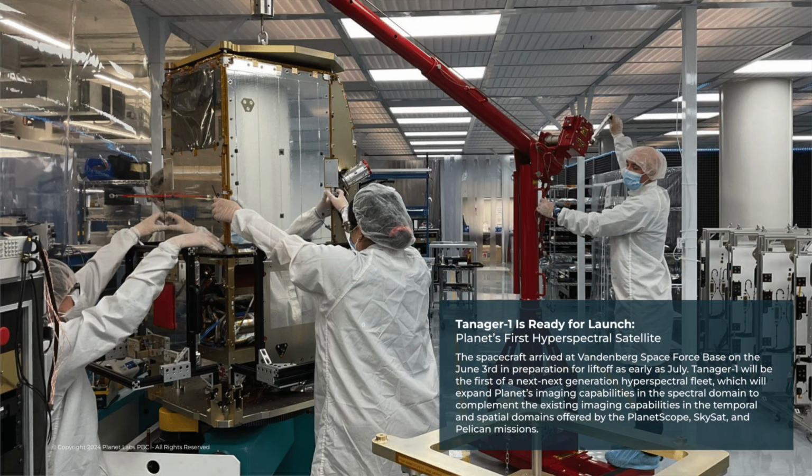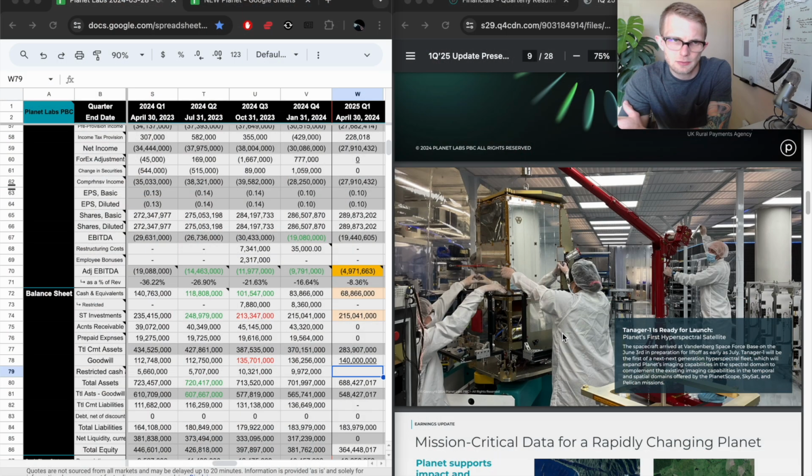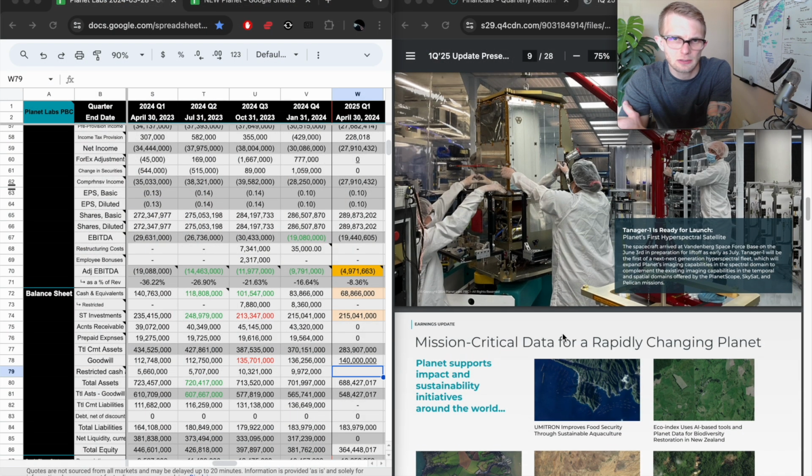And then it looks like we have Tanager 1 ready for launch. So the spacecraft arrived at Vandenberg Space Force Base on June 3rd in preparation for liftoff as early as July. Okay, so that'd be Transporter 11, I believe, with SpaceX. So it'll be the first of the next generation hyperspectral fleet, which will expand Planet's imaging capabilities in the spectral domain to complement the existing imaging capabilities in the temporal and spatial domains offered by the PlanetScope, SkySat, and Pelican missions. Okay, cool. So July, that'll be operational by the end of the year for sure.